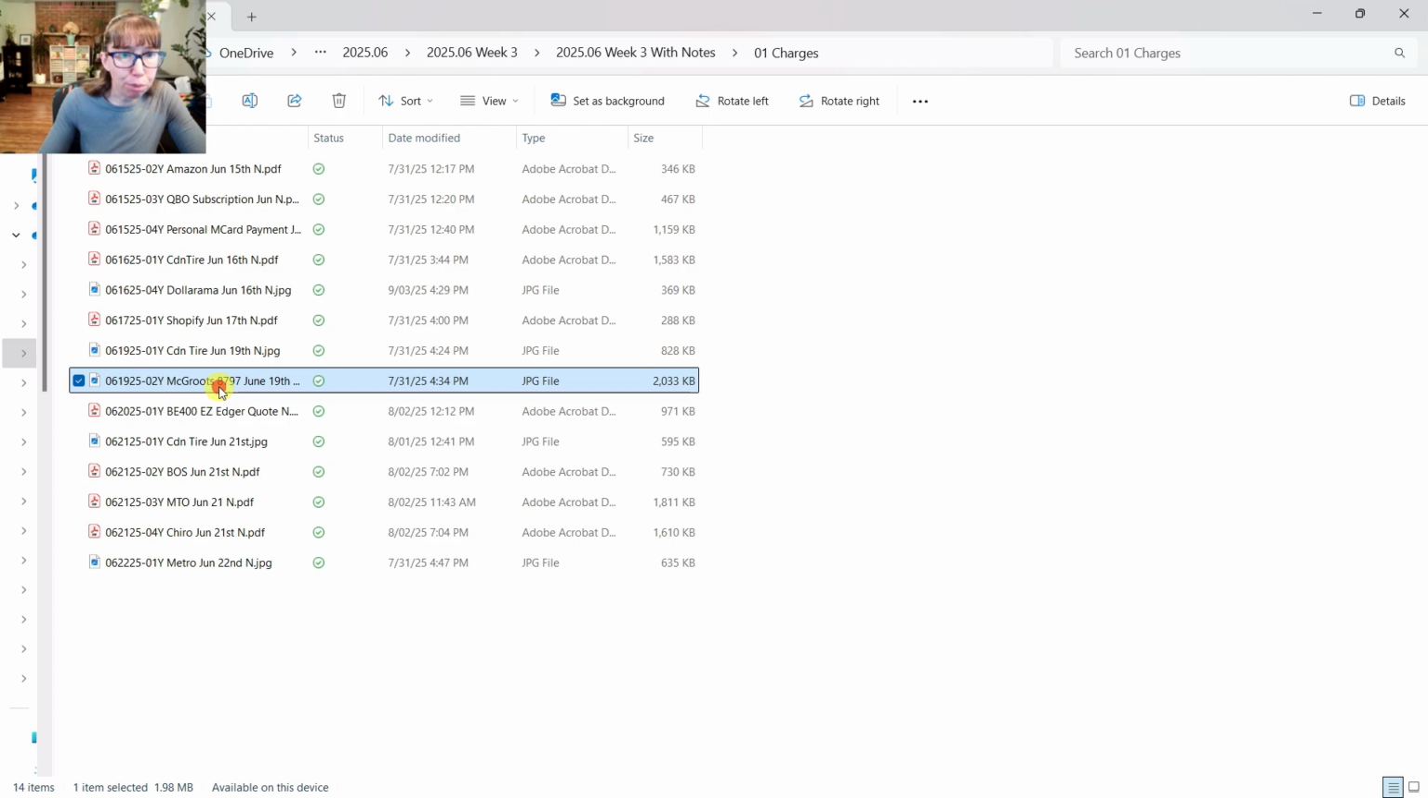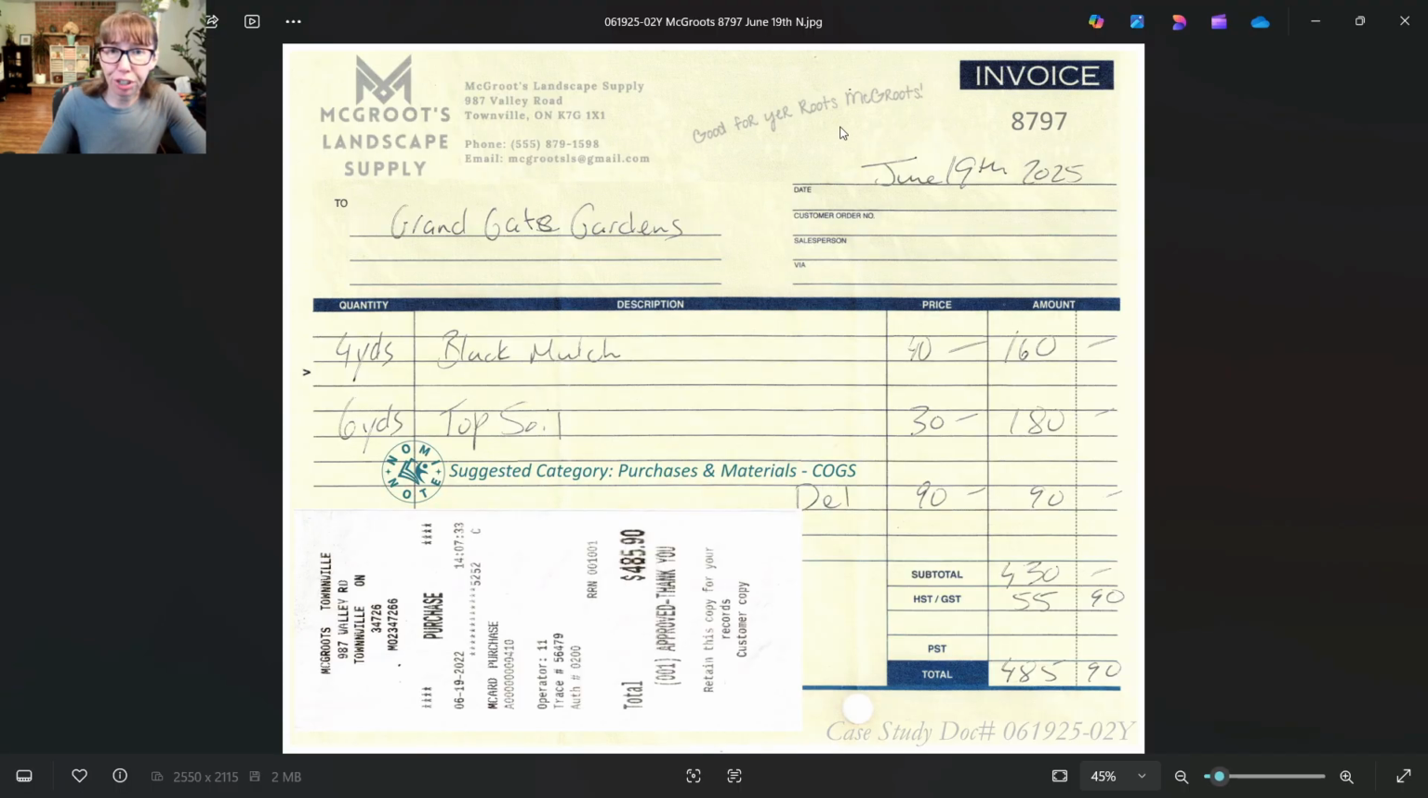Next up, we have a McGroots, Good for your roots, McGroots. I really enjoyed coming up with the paperwork. This is mulch and topsoil for garden design installations. And you can see that it was paid by MCard. And as I mentioned before, I bulk the delivery cost into the cost of the purchases and materials. That is a decision that I've made for the bookkeeping for Sarah.